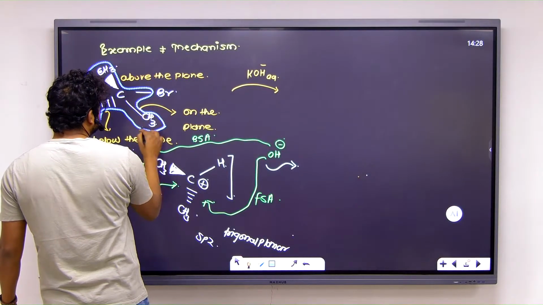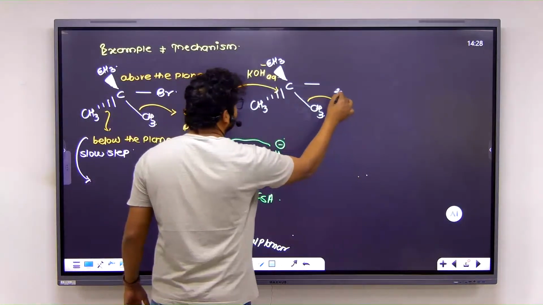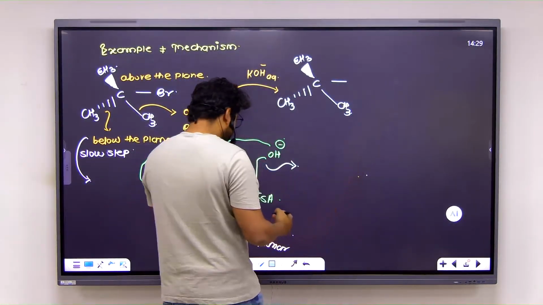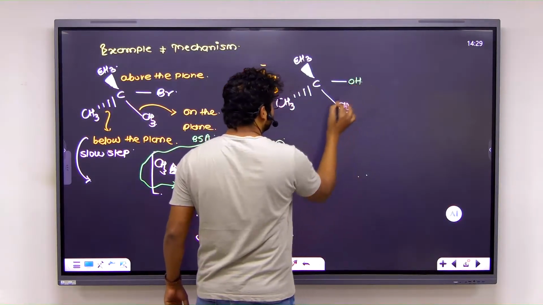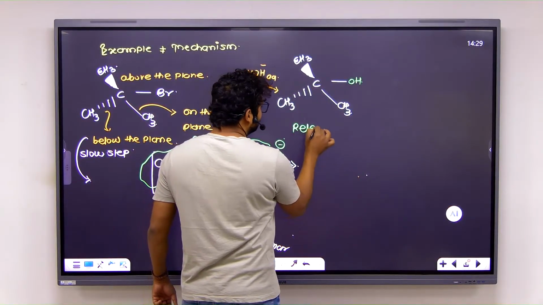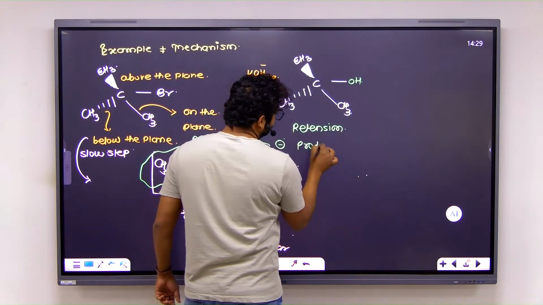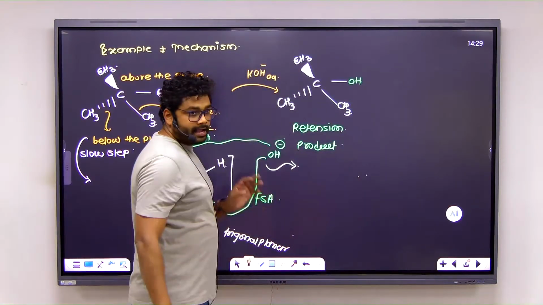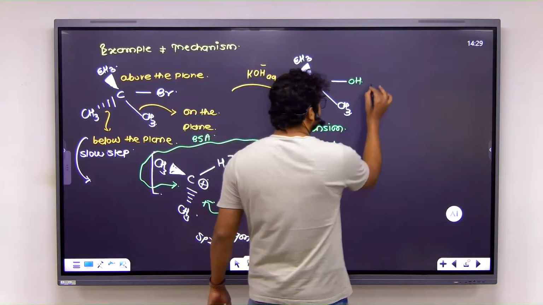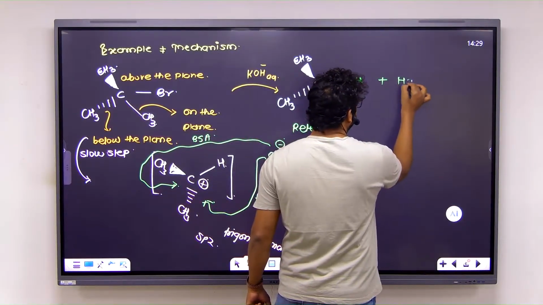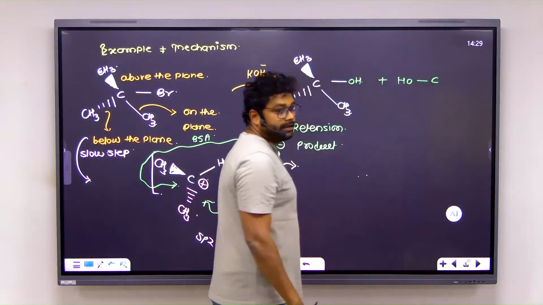Just in place of BR, what will you now see here? OH. You will see OH, and what will you call this? A retention product. As well as you will have another product that is called an inversion product. Your OH will now be attacking from what?